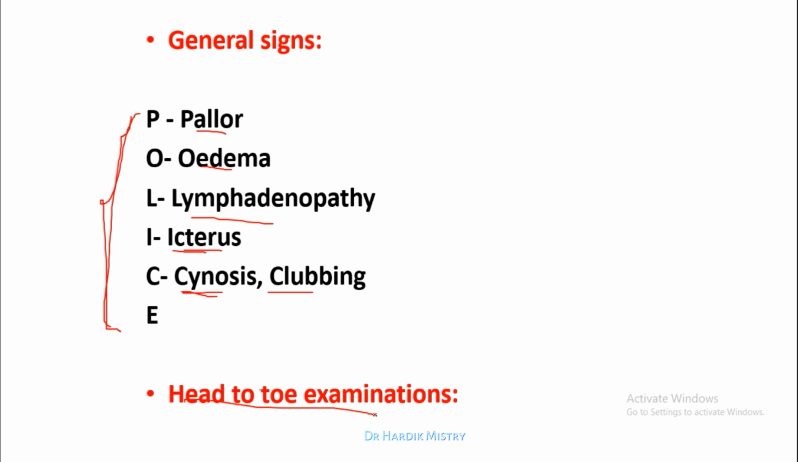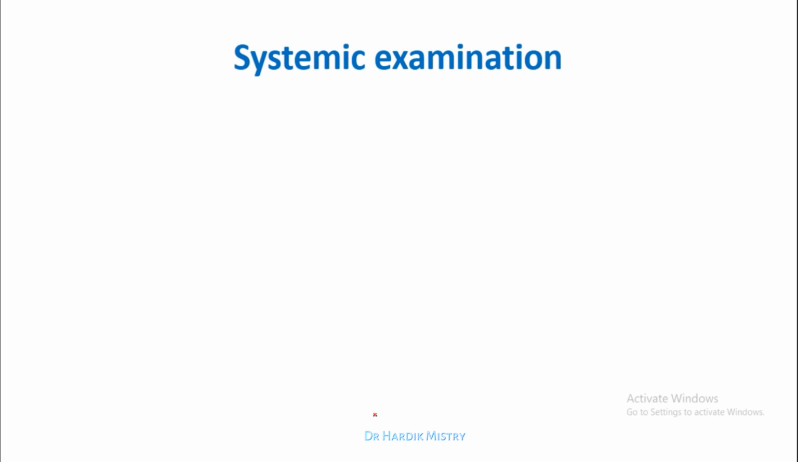Once you complete your head to toe examination, the next subtitle is the systemic examination. There are 4 systemic examinations. The first one is the cardiovascular system, then the respiratory system, abdominal system and central nervous system. Depending upon the chief complaints, you have to examine the specific system.